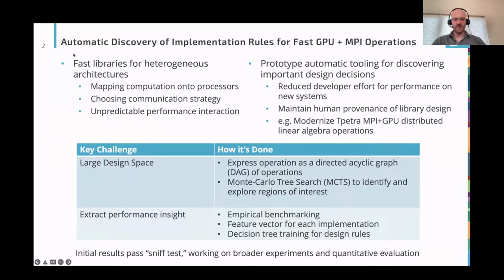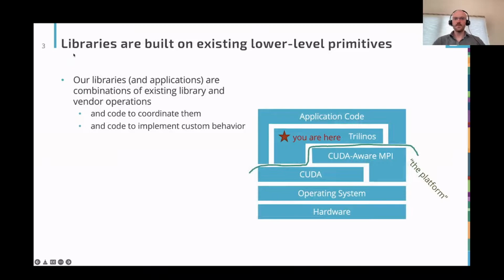We'll do a combination. This is where the machine learning comes in. We'll use empirical benchmarking to determine which implementations are good or bad. We'll translate some features of our implementation into vectors and do decision tree training to extract the design rules. The current status is that we have a prototype that passes a credible sniff test, and we're working on broader experiments and quantitative evaluation.